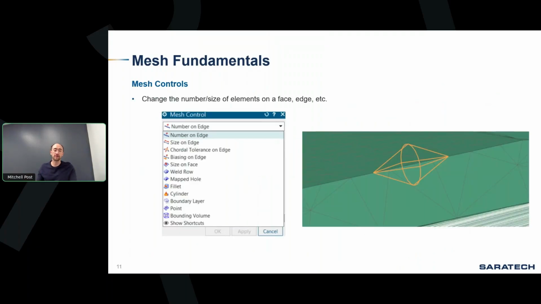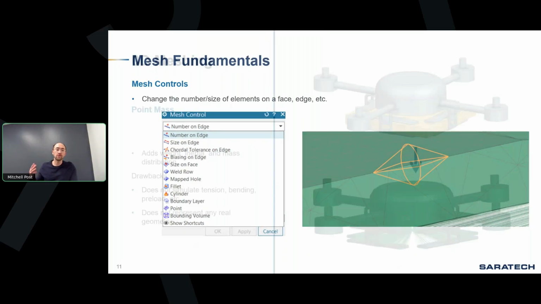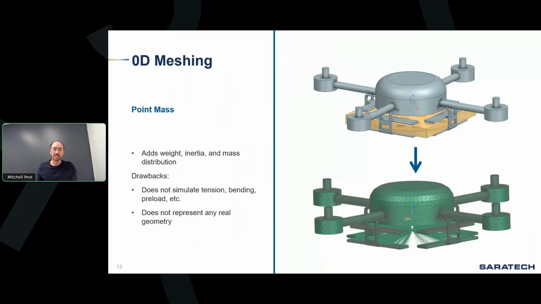Another thing that I want to point out about meshes real quick is that you can use mesh controls to spot reduce or increase the number of elements and nodes on a face or an edge. And it's really just a great way to change your mesh one area at a time if need be. So moving on to 0D meshing. This is a point mass. It adds weight, inertia, and mass, but it does not represent real geometry. So I'll show you what this looks like.